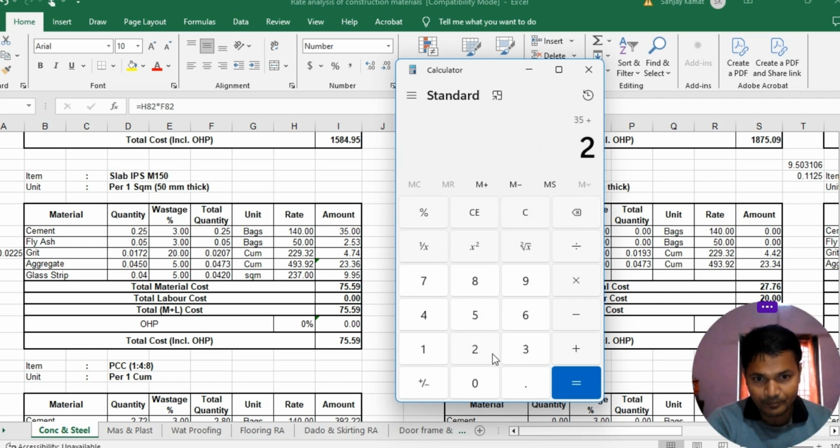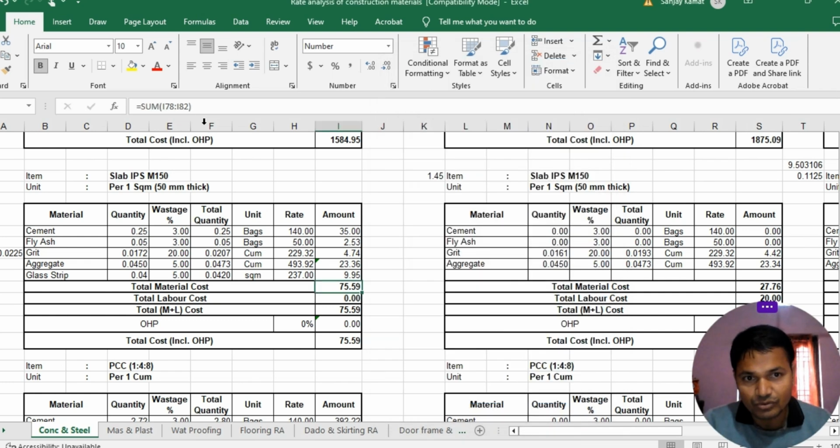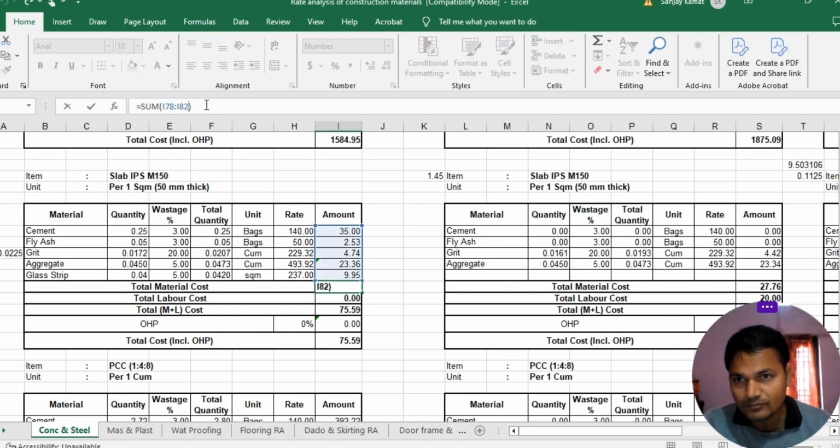45 plus 2.53 plus 4.74 plus 3.36 plus 9.95. Okay, how much is it? 75.59. If we round up, this 8 will not be less. Okay, read here. 75.58.